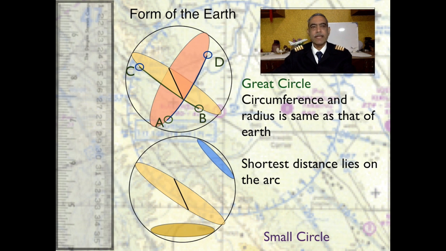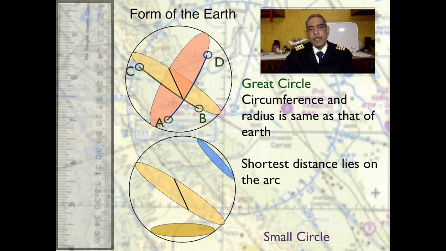Let's see some basic definitions. Firstly, the great circle. A great circle is a circle on the surface of the earth whose circumference and radius is the same as that of the earth. That means its center is the same as that of the earth, and it divides the earth into two equal halves.